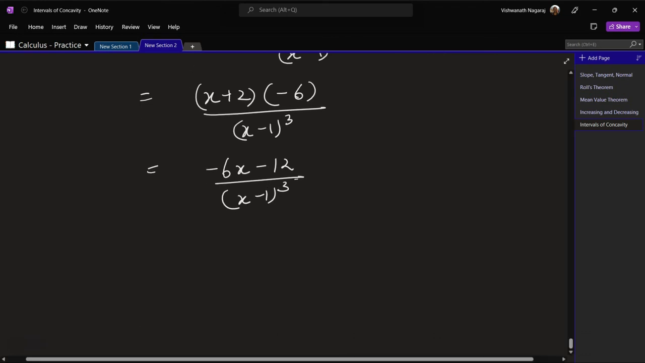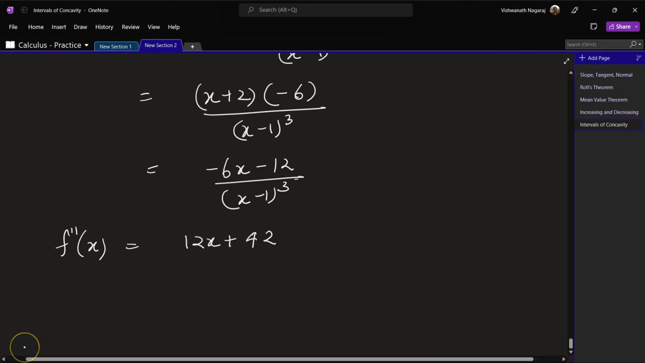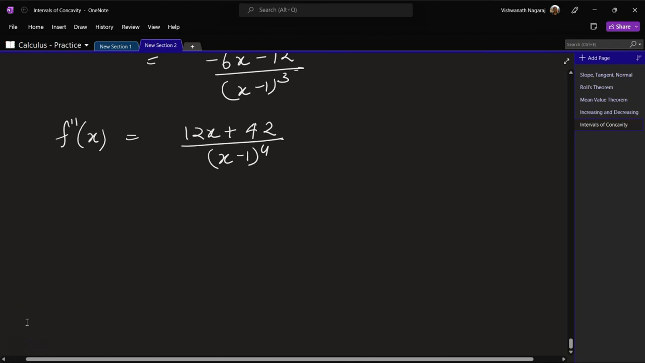Now let's look at the second derivative. If we go through the whole process, we will end up with (12x + 42) divided by (x - 1) to the power of 4. Okay. Now let's equate this to 0. What do we get? 12x + 42 equal to 0, 12x equal to -42, x equal to -42 by 12.